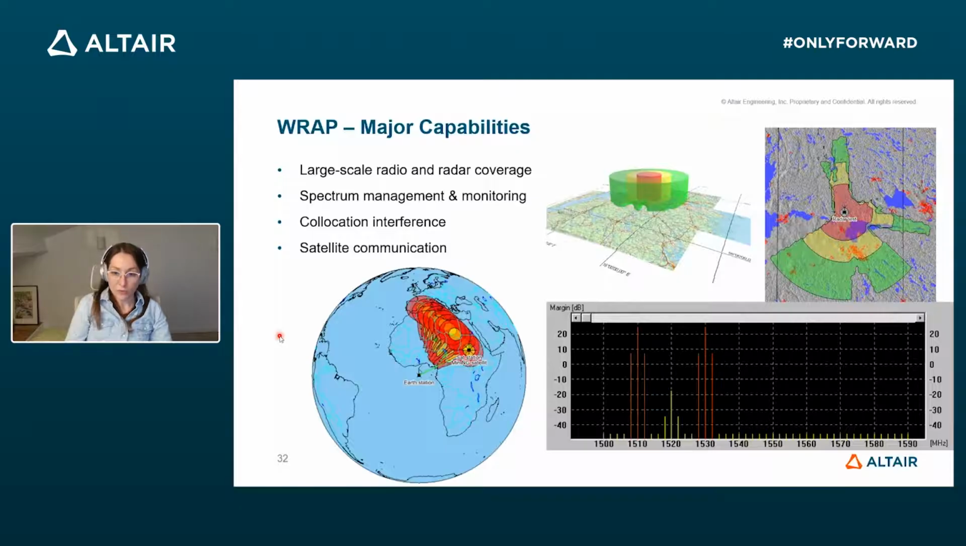We can do some spectrum management and monitoring. We can also do co-location interference, as I mentioned before in one of the slides, where you have an aircraft with multiple antennas for different communication systems, and you need to analyze the interference between these different systems. And we are also able to perform some satellite footprint analysis, like in different cases, with a footprint on Earth, so the coverage of the satellite, but also perform some satellite communication between different satellites.